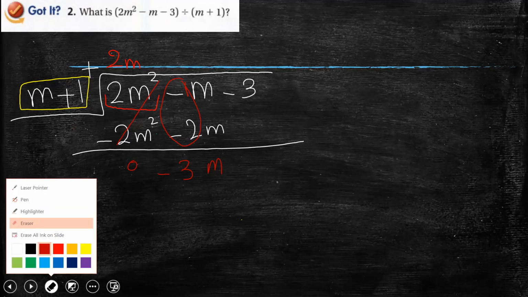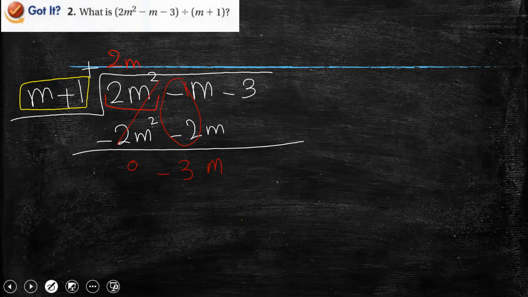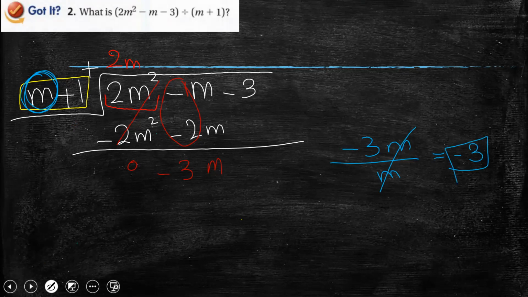Then we have -3m. Now -3m divided by what? By m plus 1 or by m only? Divide by m. By m only. Bravo. Now -3m over m is -3. So right here, -3. Yes. Then bravo. Now we will multiply.